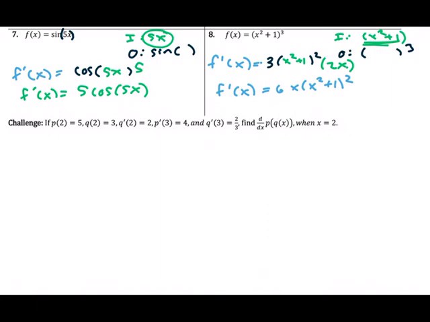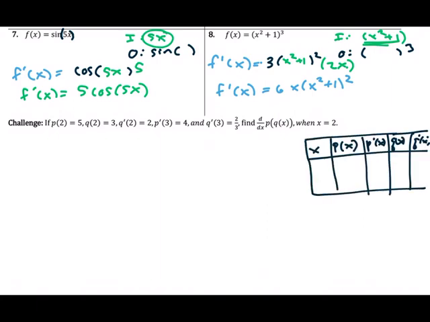It says if P of 2 is 5 and Q of 2 is 3 and Q prime of 2 is 2 and P prime of 3 is 4 and Q prime of 3 is 2/3, that's a whole lot of information. So actually, before I even figure out what it wants me to do, I'm going to organize that information in a table. So I can see that I'm getting different values of P of x and Q of x and their derivatives at different x values.